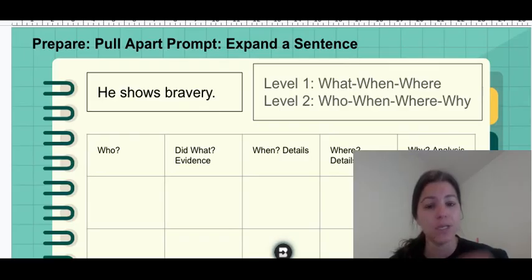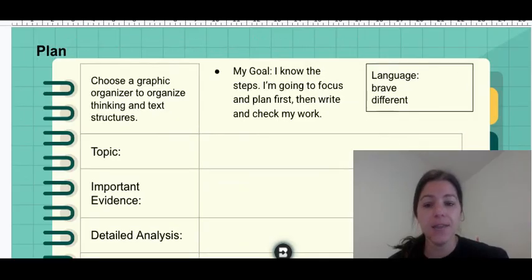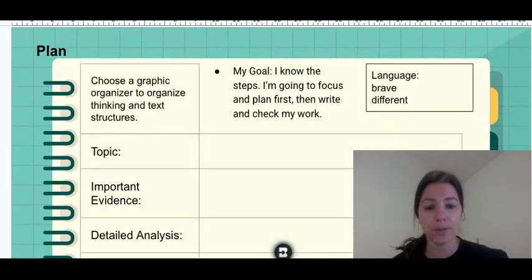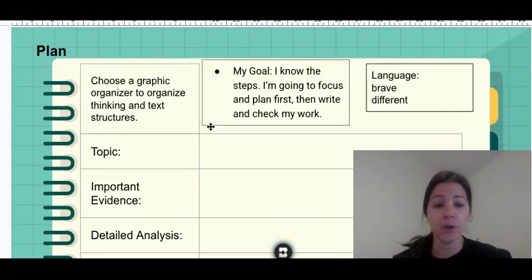You're going to move through these questions with your students to help them expand that kernel sentence, right? So this is a scaffold. If your students are having trouble coming up with ideas, you can give them a kernel sentence and help them expand that sentence. And then after your students have completed their expanded sentence, we are going to show them how to take those ideas and put them into a graphic organizer. A goal for the planning stage could be, I know the steps. I'm going to focus and plan first, and then I'm going to write and check my work. And then they take that expanded sentence and put it into their graphic organizer, right?